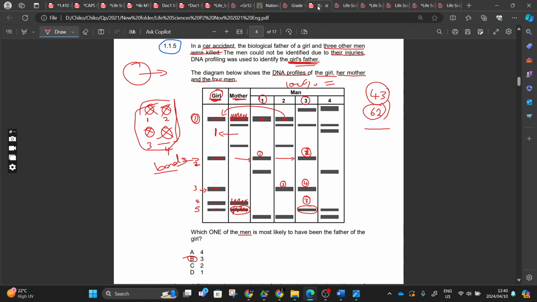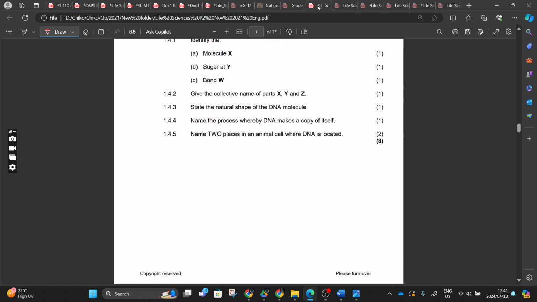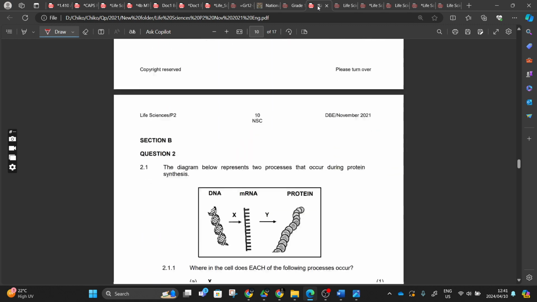So that was it. This is how we interpret this DNA profile, right? What do we use this DNA profile for? We have different uses of this profile, right? So thank you. Let's move on and get other questions that might deal with this DNA profiling, right?